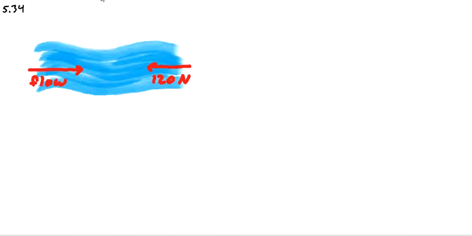This is chapter 5, problem 34. It says a fluid flows steadily in the x direction, indicated by this arrow, through a control volume. Should probably indicate that we have a control volume here. So we have a control volume. Oh shoot, that's not a control volume, that's a control surface. Whatever. Anyways, this is a control volume.